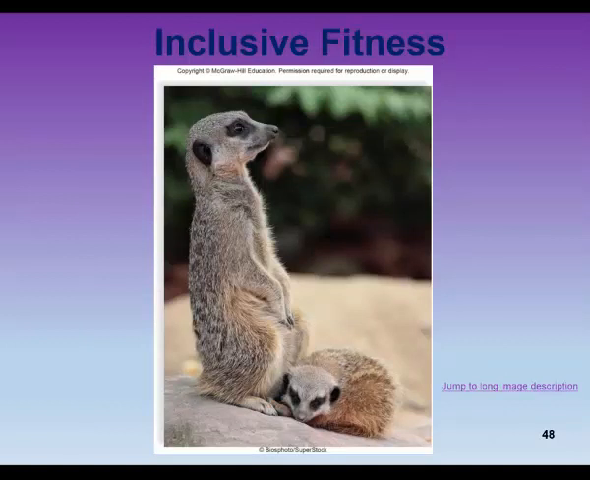And here's a brother watching over a sibling and keeping guard. See how he's upright? He actually puts himself at risk while the little one is being guarded. So that's the inclusive fitness of altruism.